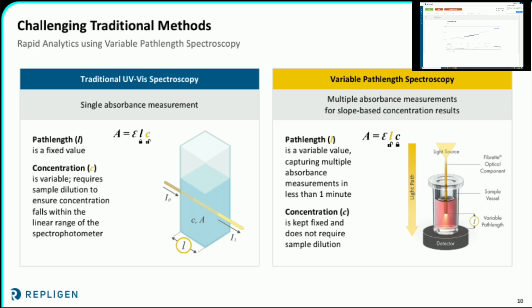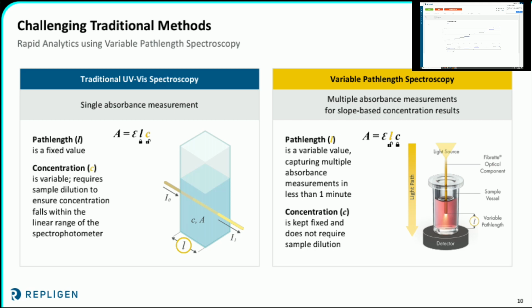And we noticed that there were a lot of limitations with that and a lot of errors that can be introduced when you are manipulating your sample in order to fit the linear range of your spectrophotometer. So when you look on the right at variable path length spectroscopy, what we're doing here is locking the concentration and unlocking the path length. By changing the path length in which you are shooting light through your sample to the detector, you are allowing the concentration to be fixed and you're removing any sort of dilution variable.